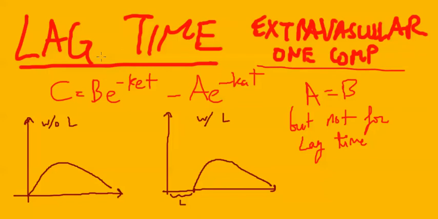What's up, guys? Today I want to talk about lag time, and that's going to be an extension of the last video about extravascular one compartment. So we know the equation of extravascular one compartment, and we know that A should be equal to B when we solve for A and B, but not if there's lag time. If there's lag time, then A and B are not equal, actually.